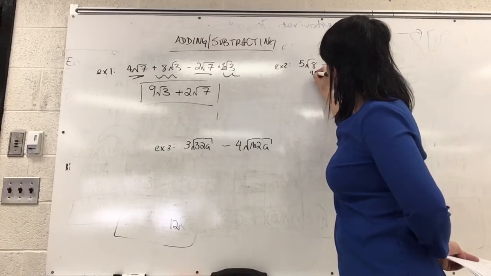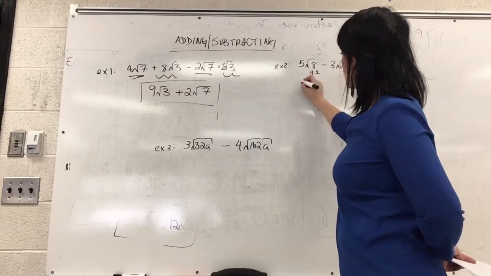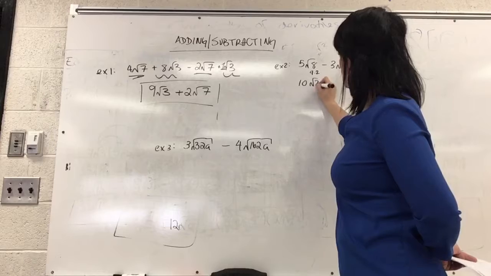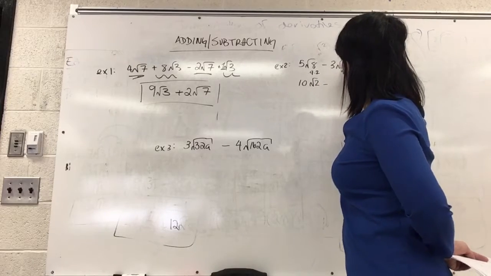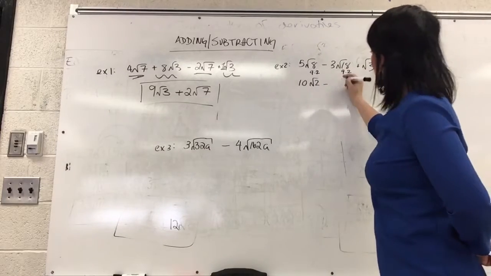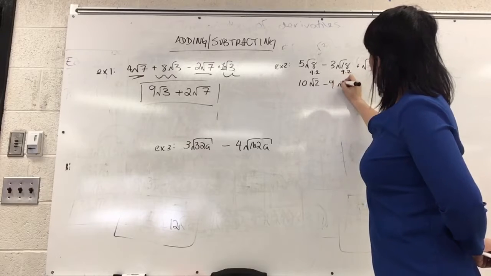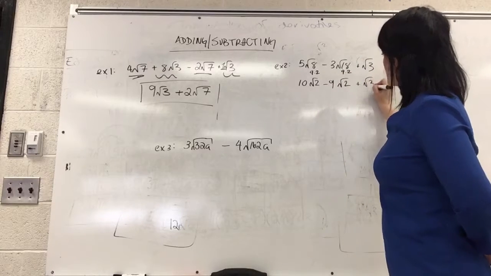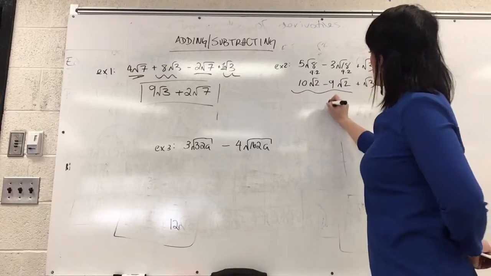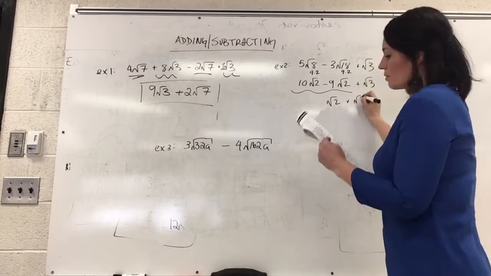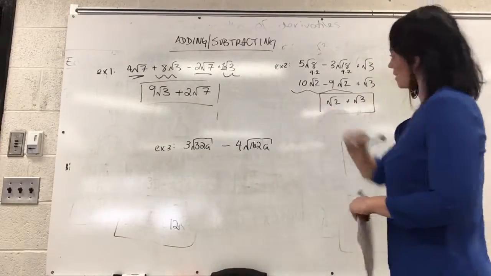So he can be written as 4 times 2, and I can pull out the 4. So I have 10 root 2. This guy can be written like 9 times 2, so I can pull out the 9. So it's going to be 9 root 2 plus root 3. So then these guys actually go together. So root 2 plus root 3 is what I end up with.